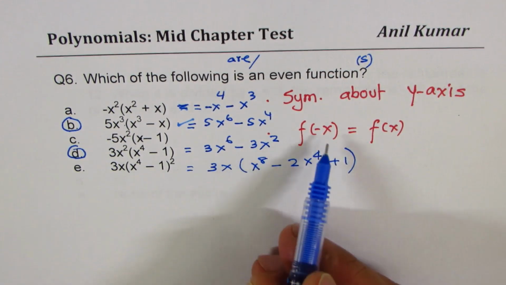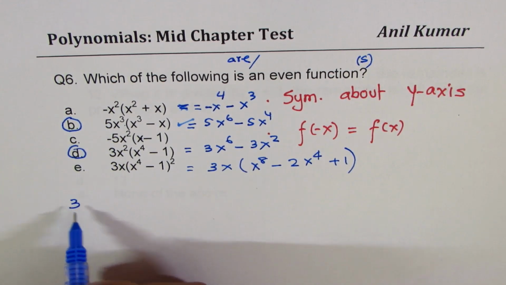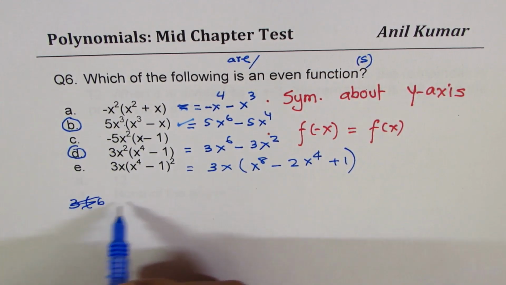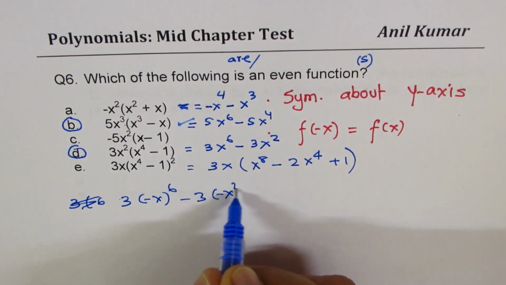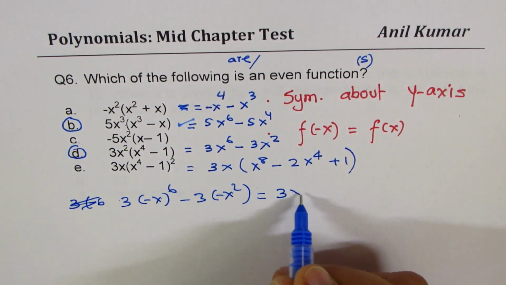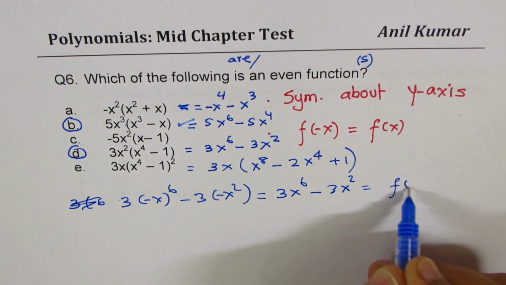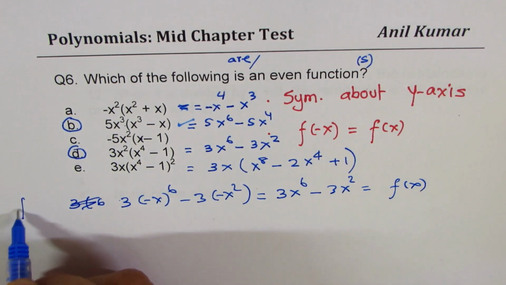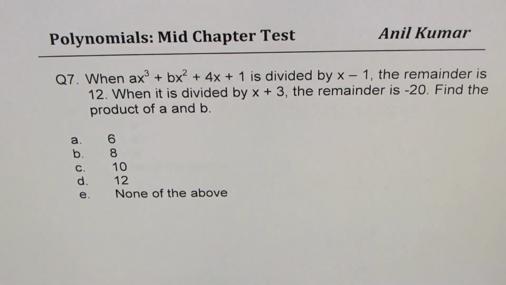You could verify this using f of minus x. So let's do it for, let's say, d. We have 3 times minus x to the power of 6 minus 3 times minus x squared, which equals 3 times x to the power of 6 minus 3 times x squared, which is the function itself. Do you see that? We started with f of minus x and we landed up there. So it's an even function. There are two in this example. Correct? Now let's move on to question number 7.